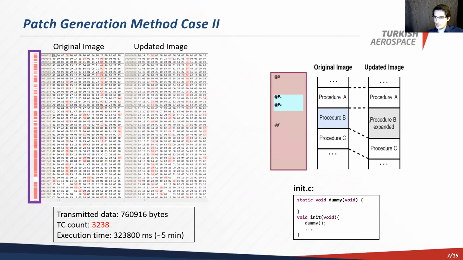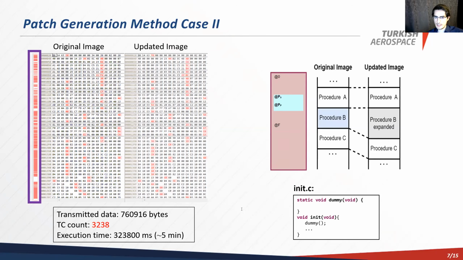Why is this difference so much? That's because you can see that we added something to the middle of our code. Our procedure B expanded, and that's why everything beneath it has shifted down. And that has caused a tremendous amount of change between our images. Also, translating all of these changes to telecommands, you can see that you have to transmit more than 3,000 telecommands to your satellite if you were to use this case. And to execute all of these telecommands, your spacecraft would waste more than 5 minutes of time. This is not efficient at all.